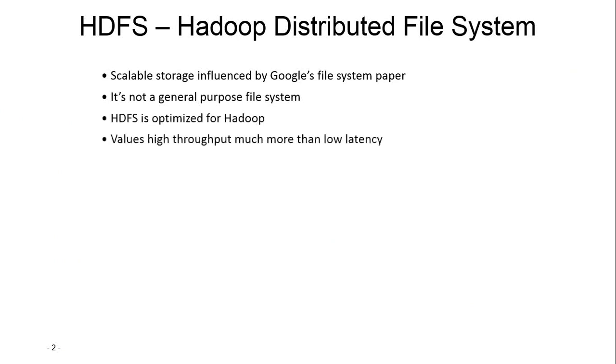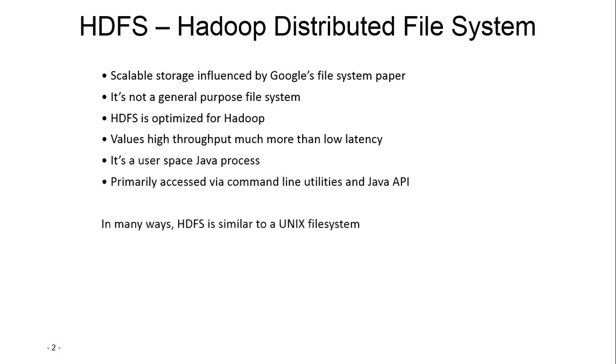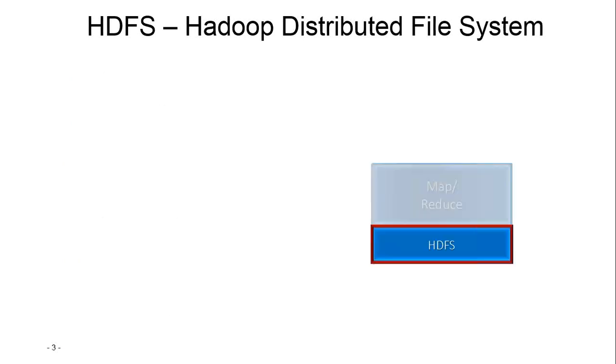We already saw this: HDFS is optimized for Hadoop, that is, it is a distributed file system. It values high throughput much more than low latency. So throughput is more important than latency here, and we saw it is running on the Java JVM. HDFS is similar to a Unix-like file system. It is hierarchical, with Unix style paths, permissions, and ownerships. HDFS is the bottommost layer where you store data, and on top of it you perform processing using the MapReduce framework.